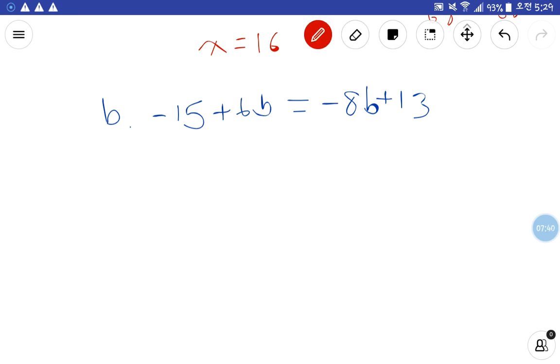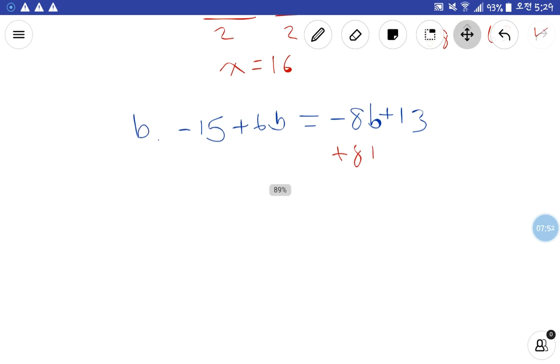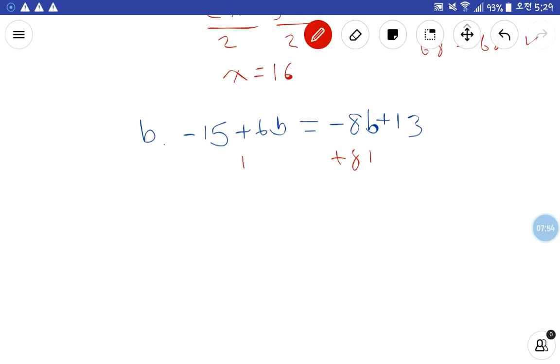How do I get rid of negative 8b? What is the inverse operation of negative, which is a minus? Plus. So I would add 8b to each side so that I can cancel that one out. So it's gone. Now what? I have negative 15 plus 14b equals 13.